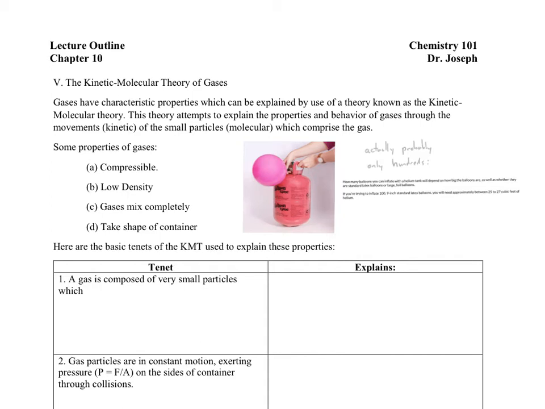Another property that we know about gases is that they have a low density. What that means is there's very little mass per unit volume. Right? This is unlike solids and liquids, which have a lot of mass in a relatively small volume. By comparison, gases have the opposite situation, very low density.